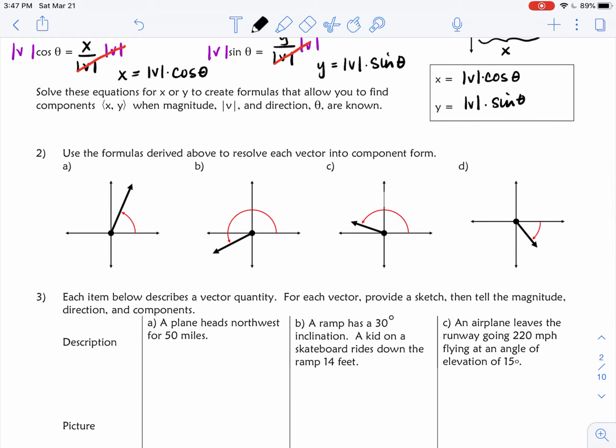Use the formulas derived above to resolve each vector into the component forms. And I'm not sure why, but my values did not show up. So let me see. The magnitude of this vector f is 12, and the rotation angle is 60 degrees. All right, so let's see. It's going to be magnitude. So the x component is going to be 12 times cosine of 60, and the y is going to be 12 times sine of 60. I'll need to go back to Desmos and calculate those numbers.